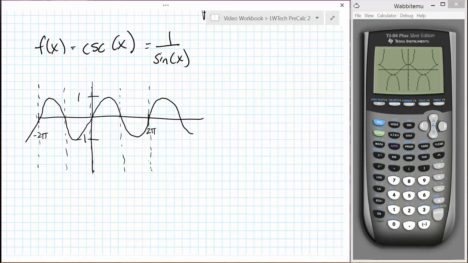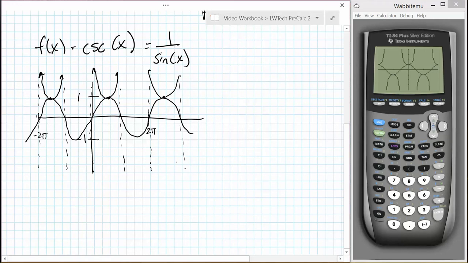Then, from all the sine's maximum points, I'm going to draw a U-shaped parabola bound by the asymptotes, stretching up to infinity at each asymptote. Here's a maximum, a parabola bound by the asymptotes, up to infinity on each side. Here's another maximum, parabola opening up, bound by the asymptotes.